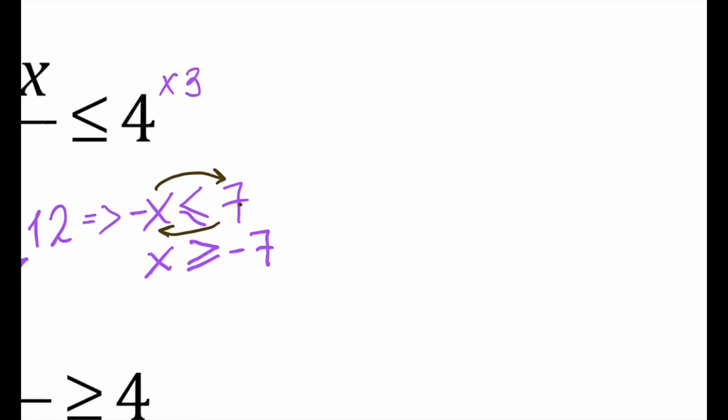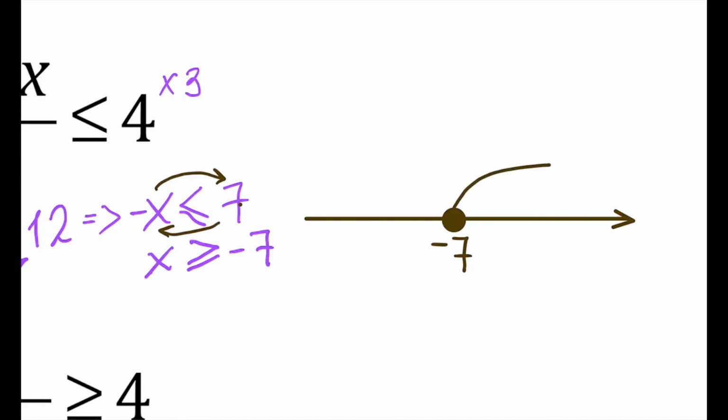You draw the line. Since it's greater or equal to, then when I find my negative 7, I have to actually shade it in because my negative 7 is going to be included. So negative 7, and it's greater or equal to, so it's going to be that way.